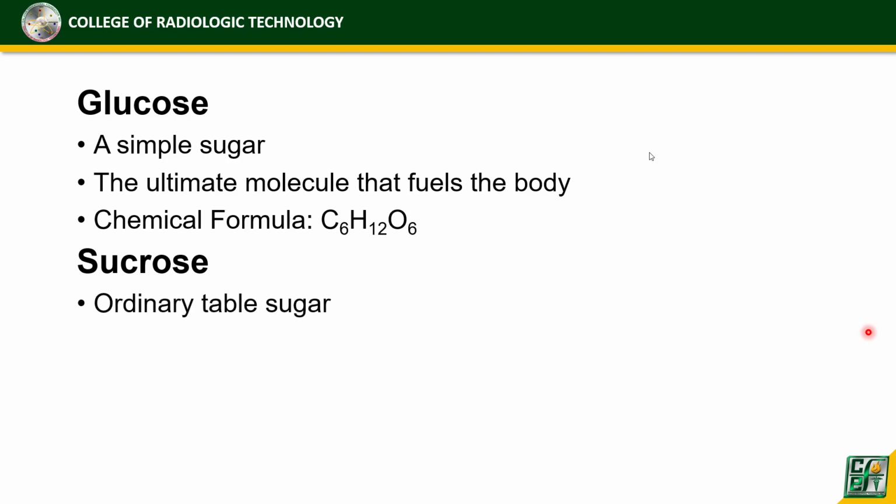Sucrose. Okay, so ordinary table sugar. Chemical formula niya is carbon 12, hydrogen 22, and oxygen 11. So in contrast with glucose na carbon 6, hydrogen 12, and oxygen 6. Okay? So they are both sugars, but they have different chemical formulas.